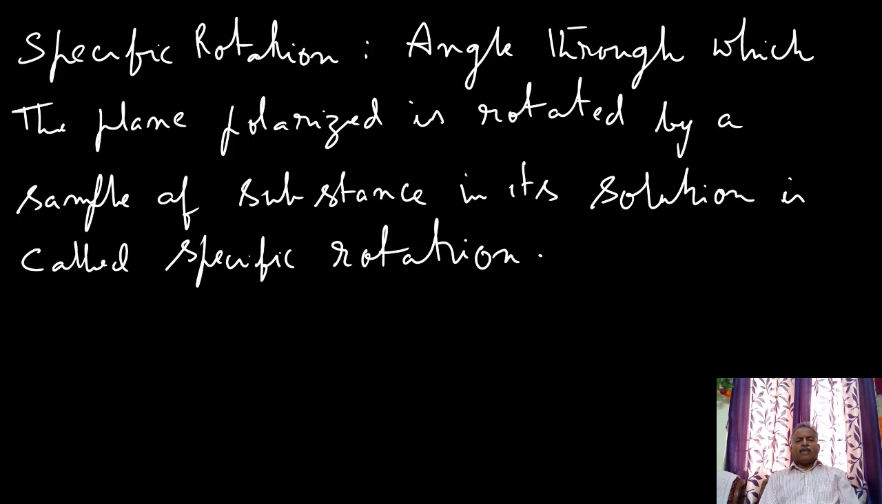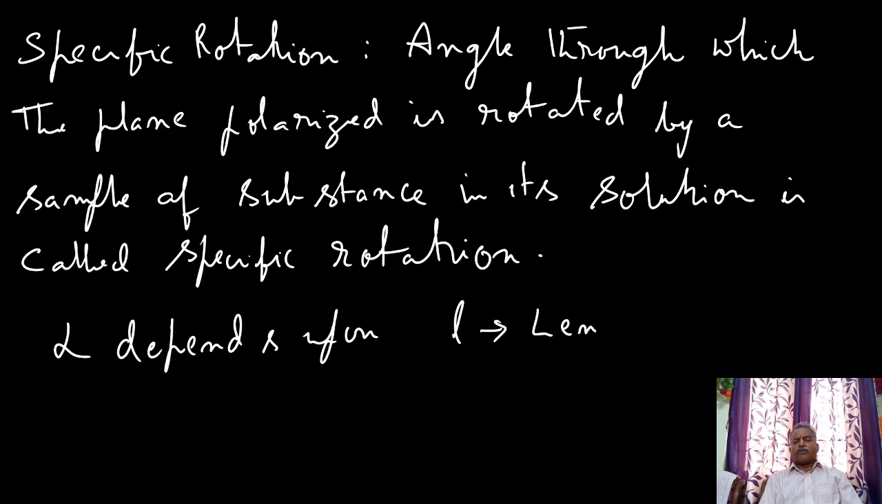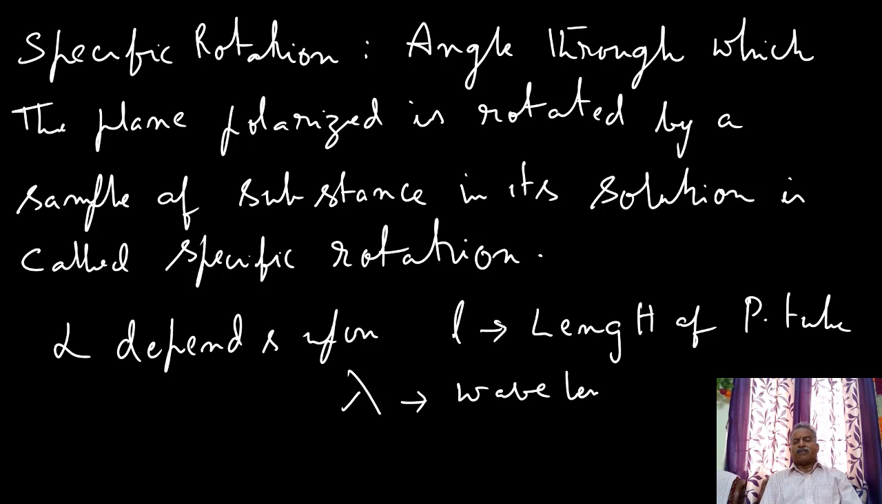Specific rotation. The angle through which the plane polarized light is rotated by a sample of substance in its solution is called specific rotation. So the specific rotation is either to the left side or right side. The specific rotation alpha depends upon, number one, the length of the polarimeter tube, and lambda. Lambda means the wavelength of the light.